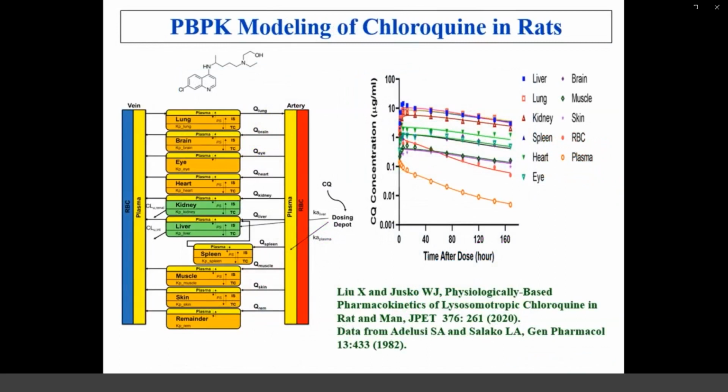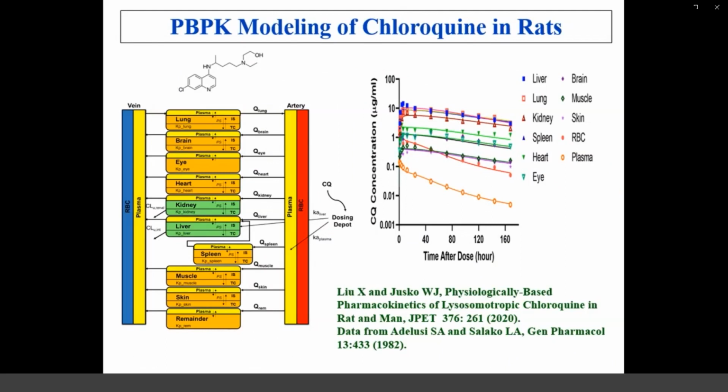Next, understanding what's happening within tissues is of growing importance. We developed a model for chloroquine based on published data that you see on the graph. So after a dose of chloroquine in rats, plasma concentrations are very low. All of the tissue concentrations are far higher. And look at the blue dots. Liver concentrations are roughly 100-fold higher than plasma concentrations.